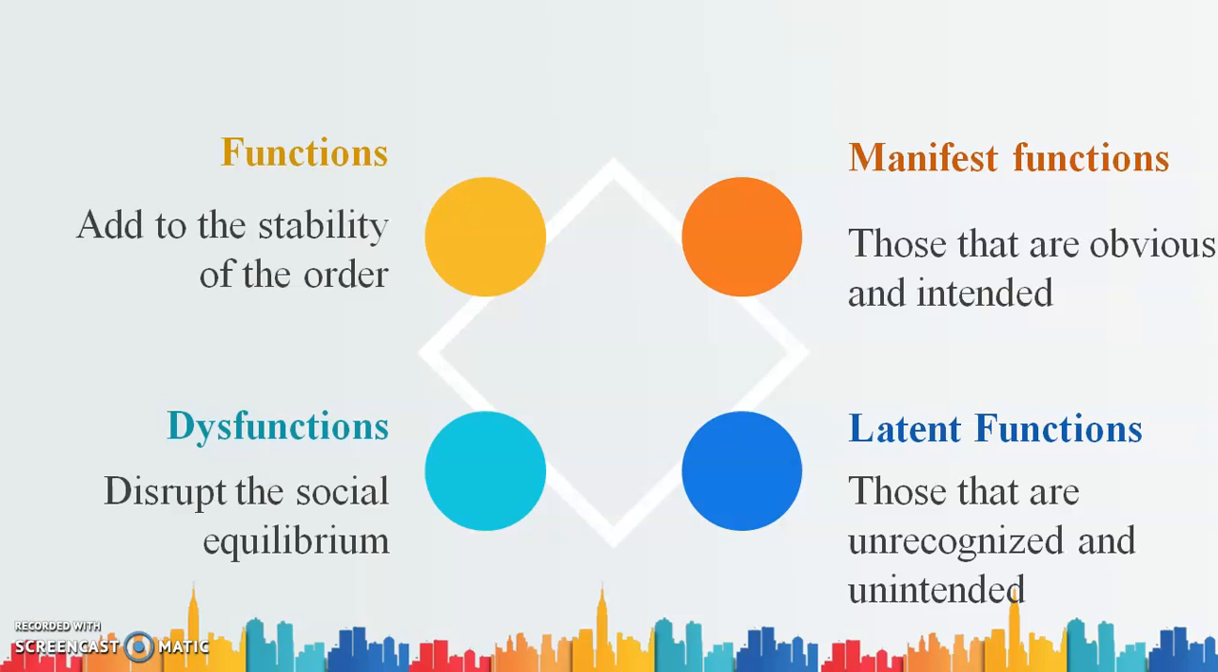For example, a child going to school and being educated is a manifest function, because we can see it and it is intended or planned. Through the education, the child is going through the process of socialization, where he is learning new ways of behavior and changes take place in his or her behavior, and that is a latent function, because it is an unrecognized change.